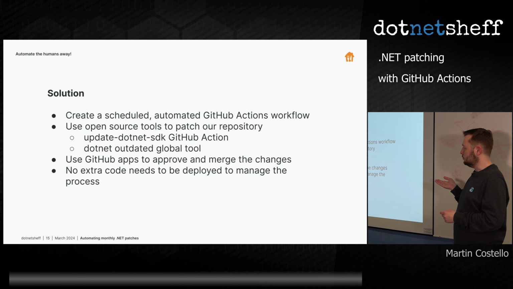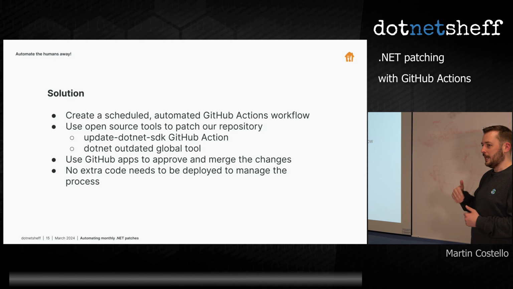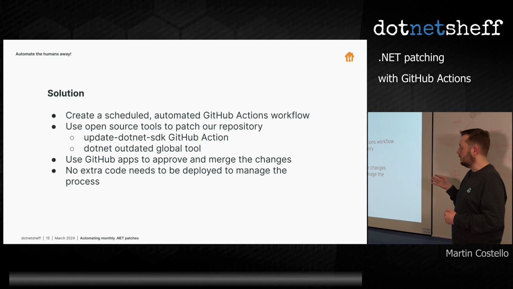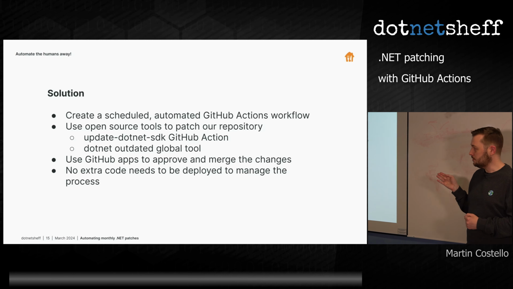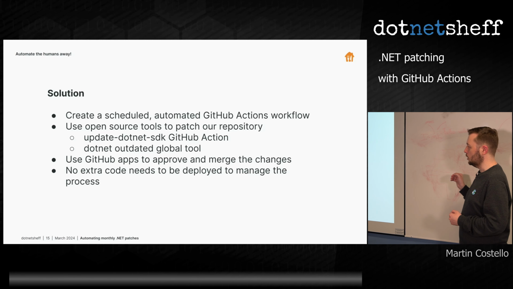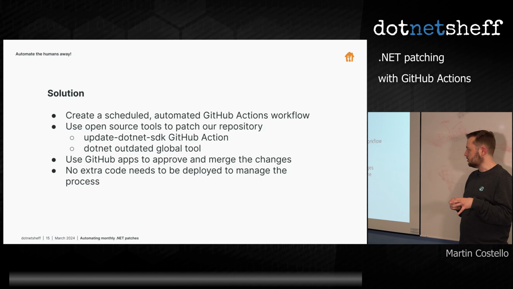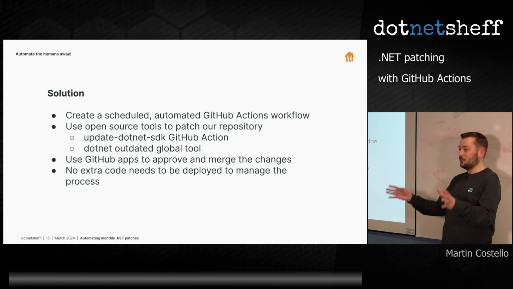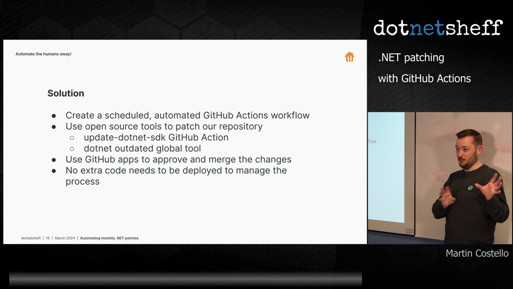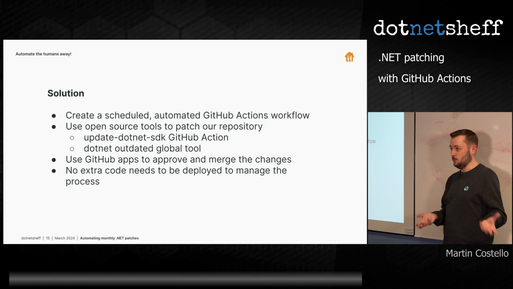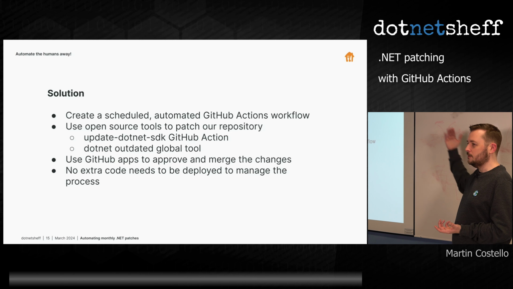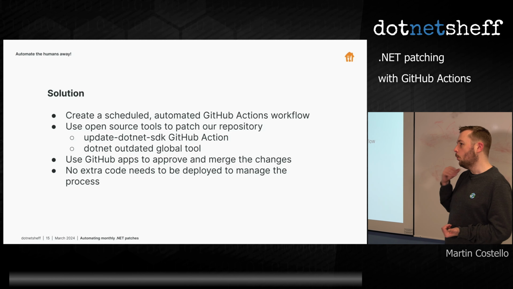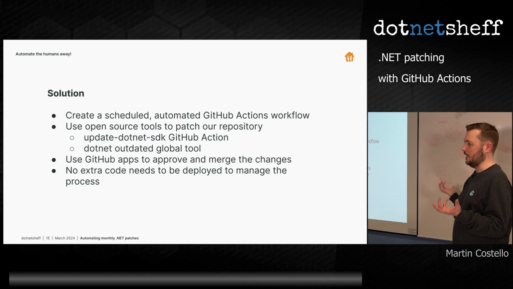So we're going to use some open source tools with GitHub Actions workflows to do the patching on some repositories. We're going to use the update .NET SDK GitHub Action, and we're going to use the .NET-outdated global tool. And then we're going to use GitHub Apps to also automate approving the pull requests and merging them. So on the assumption that you've got a good CI that's going to catch if some horrible bug comes into a new .NET release that creates you a problem, then all of this will just seamlessly happen in the background, potentially all the way up to production. So actually no humans get involved unless the build breaks.